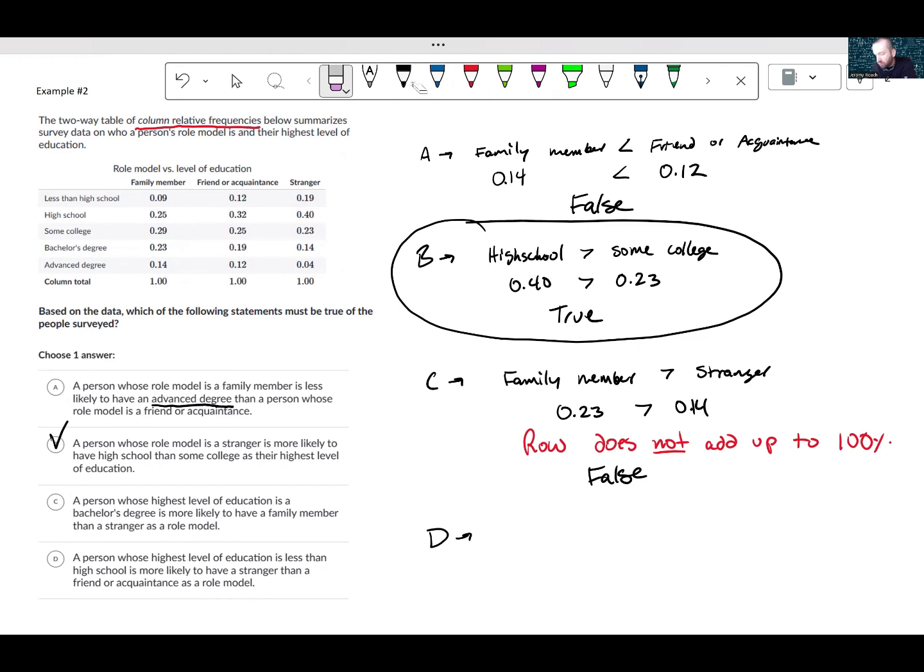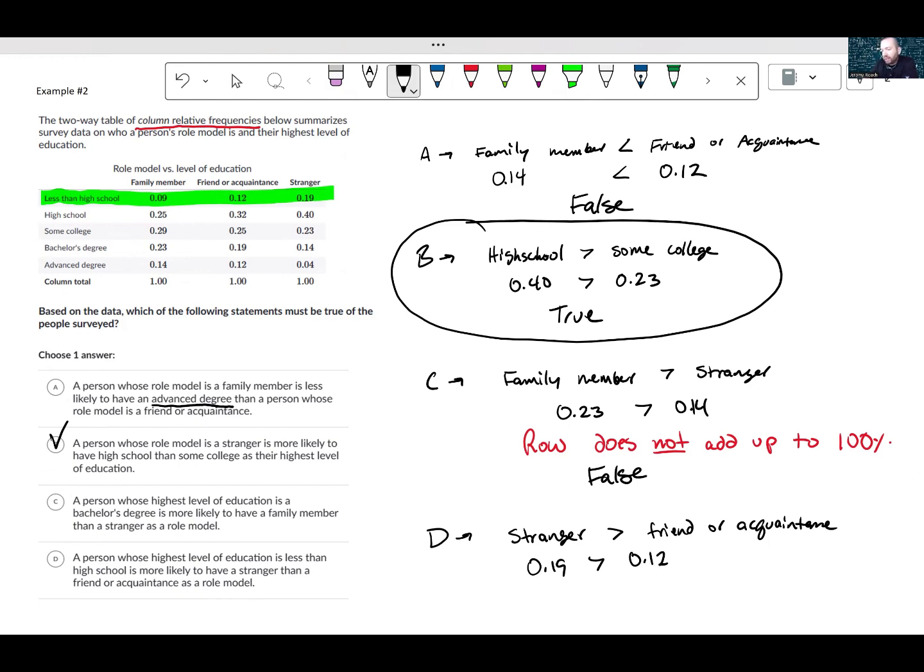A person whose highest level of education is less than high school is more likely to have a stranger than a friend or acquaintance as a role model. So now we're looking at less than high school. Our statement is they are more likely to have a stranger: stranger is greater than a friend or acquaintance as a role model. So we're just looking at this row. The stranger is 0.19, greater than a friend or acquaintance, 0.12. That looks like it's true.